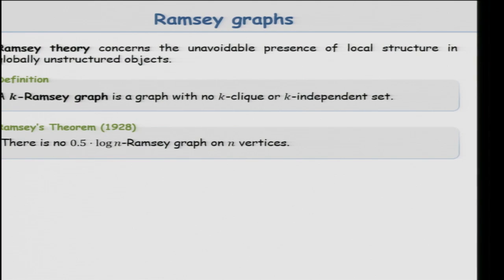And a famous theorem by Ramsey from '28 says that there is no half log n Ramsey graph on n vertices. Namely, any n vertex graph that you take would contain either a clique of size half log n or an independent set of size half log n. So you can never avoid this structure when you look at windows of this size on the graph.